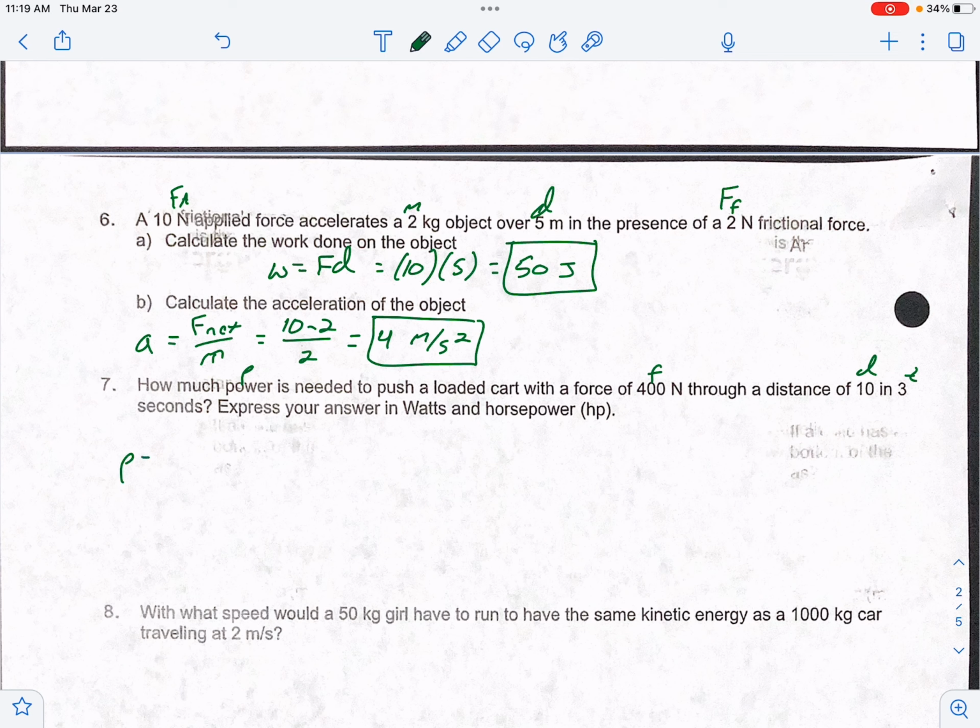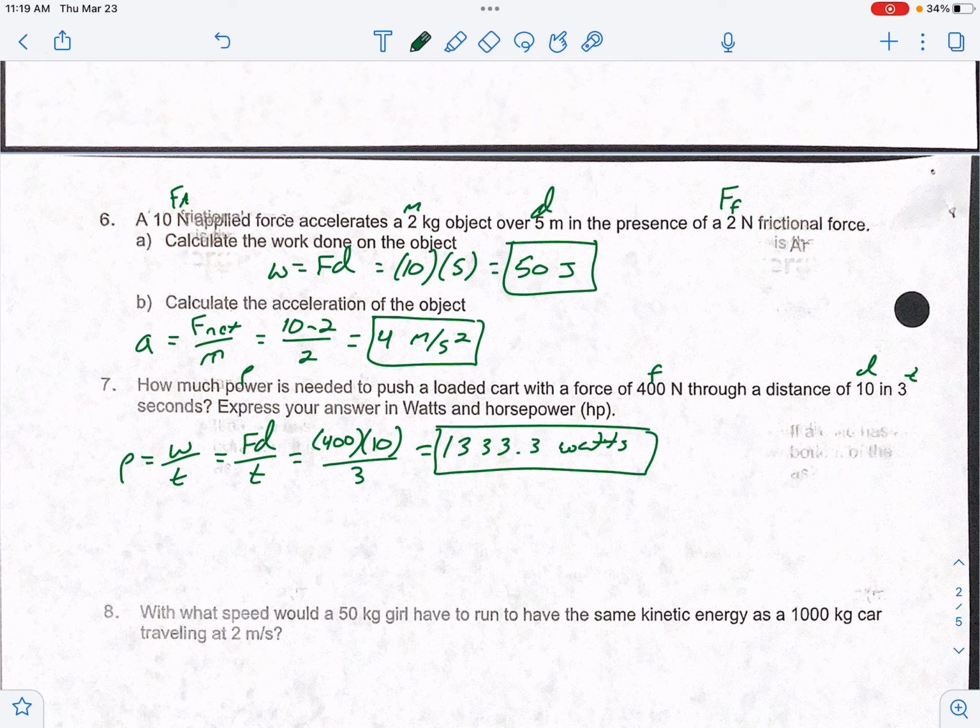So we know power equals work divided by time. In this case, I don't necessarily know work, but I can solve for work. So we can just say work equals force times distance. So I'm just going to plug this in for W over T. Force is going to be 400. My distance is 10, and my time is 3 seconds. So that should come out to be 1,333.3 watts. So there is your first answer right there.